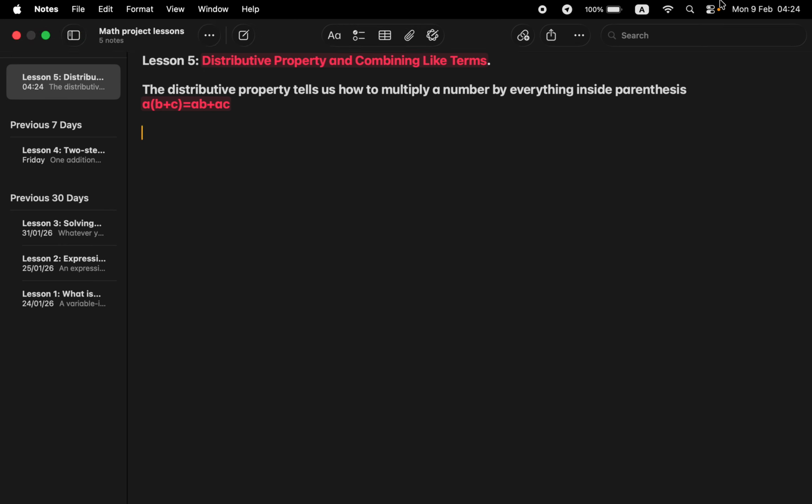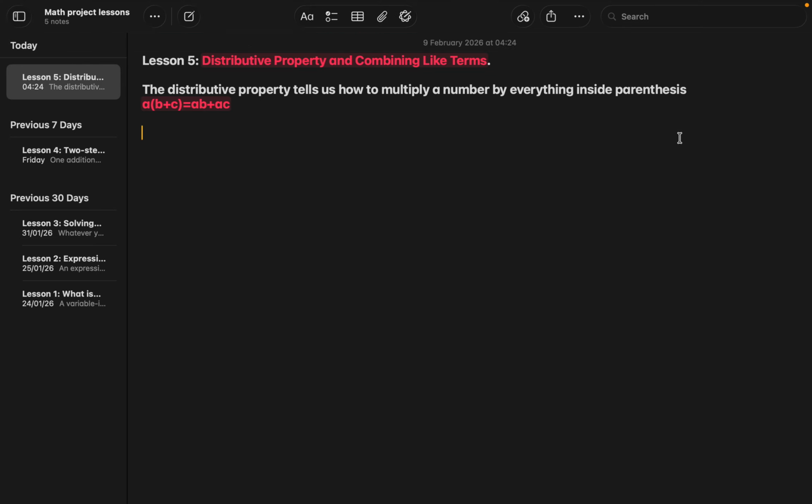Hi everyone. In this lesson we're going to learn two very important ideas: the distributive property and combining like terms. These ideas help us simplify expressions and solve harder equations. So we'll go slowly and use clear examples. First of all, what is the distributive property?